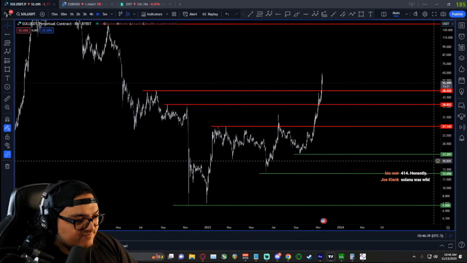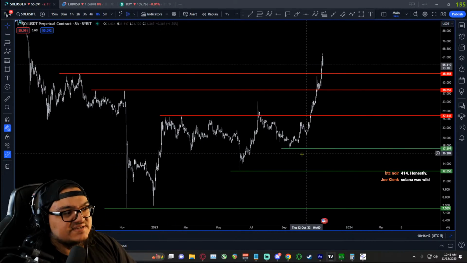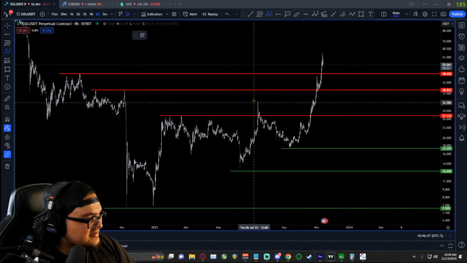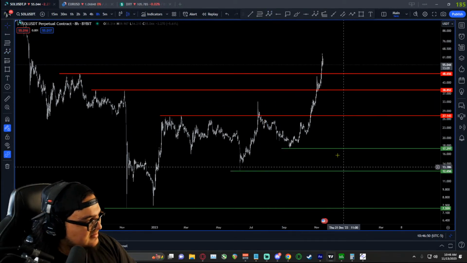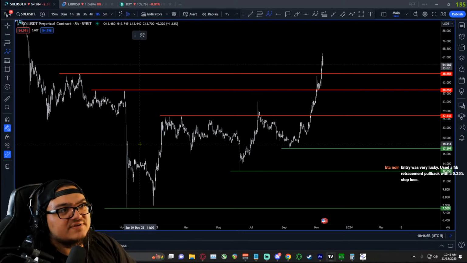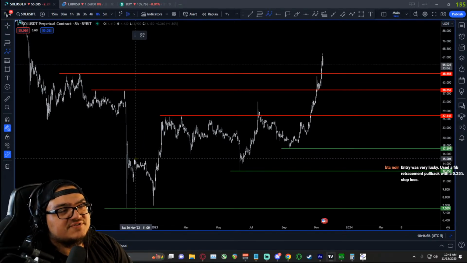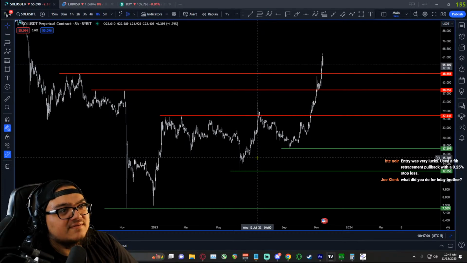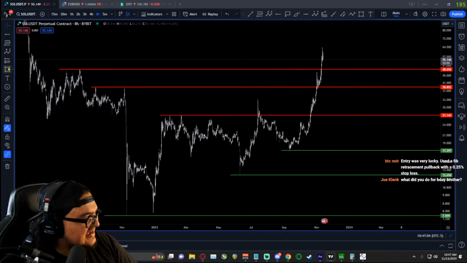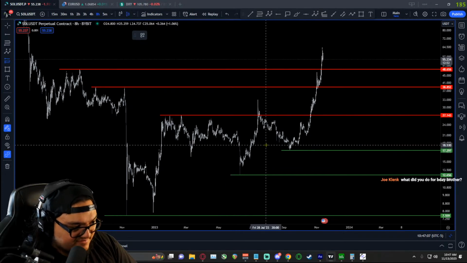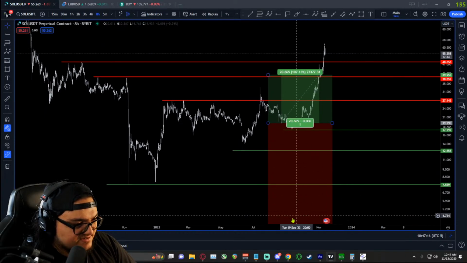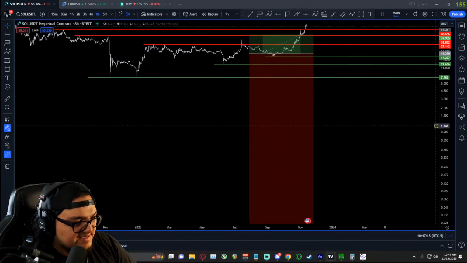But a 414, I'm very curious to see where your entry was, because that really depends, because you can use two different entries. Entry was very lucky. Use the fib retracement pullback with a 0.25 stop loss. Wow. That's a fantastic trade, man. Something I don't condone. But even still, if you took this trade here, you probably would have got stopped out a couple times. I hate when it does this.